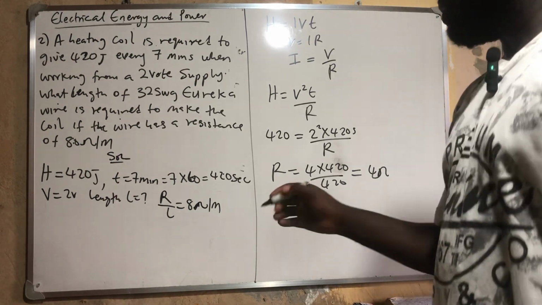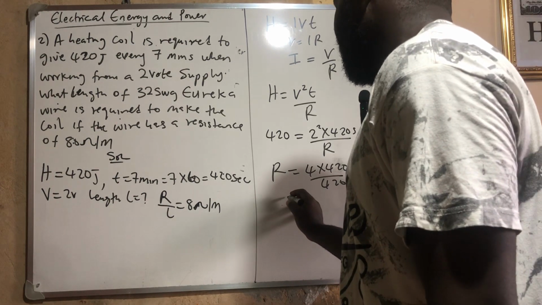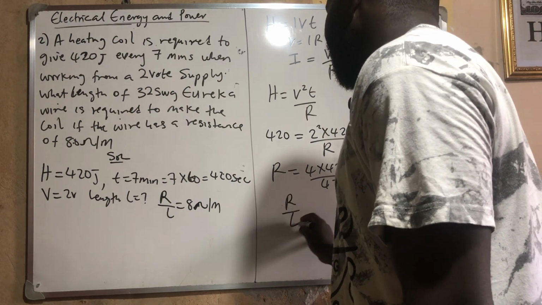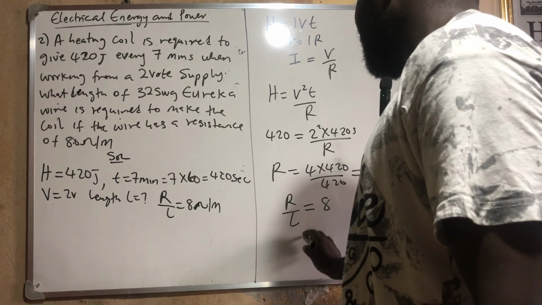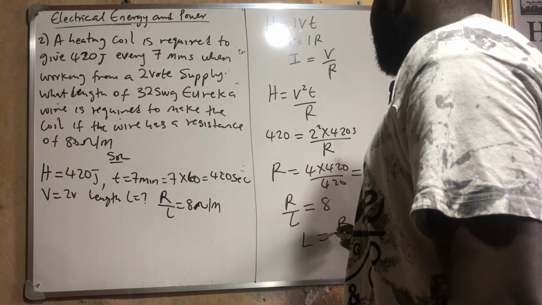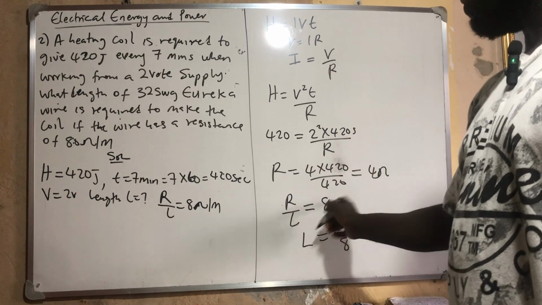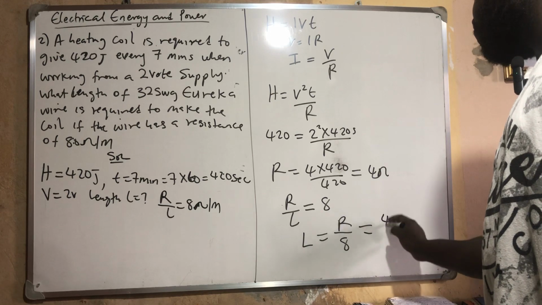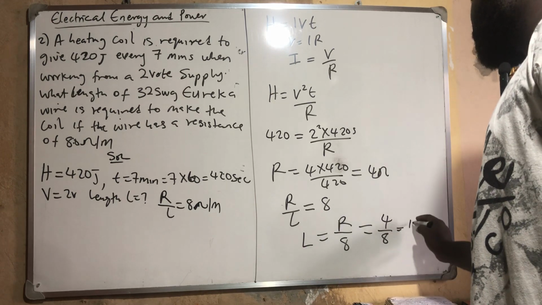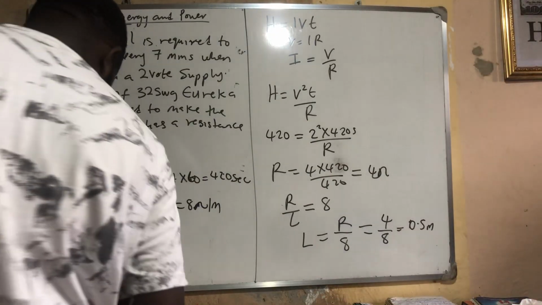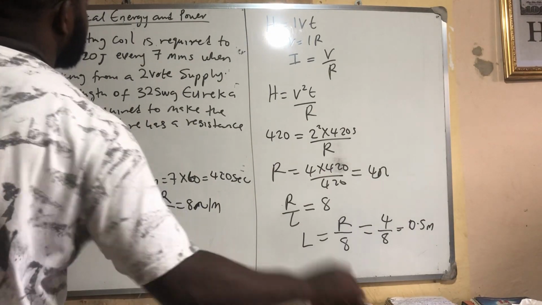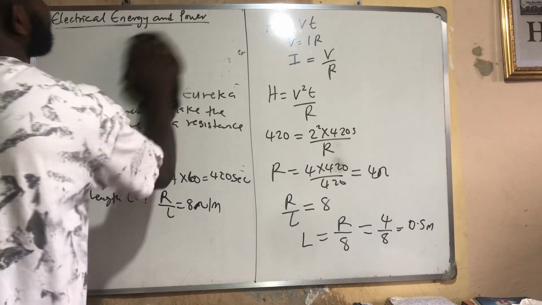This is my R. But I have that my R over L is equal to 8. I know my R, so my L will now be R divided by 8. If you cross multiply, I'm having 4 divided by 8, which is 0.5 meter. So 0.5 meter is my length. Okay?